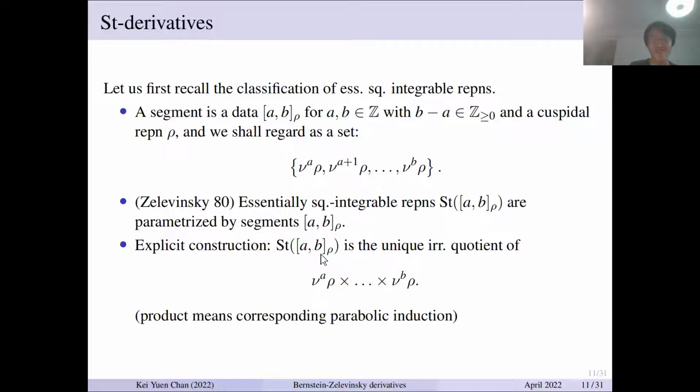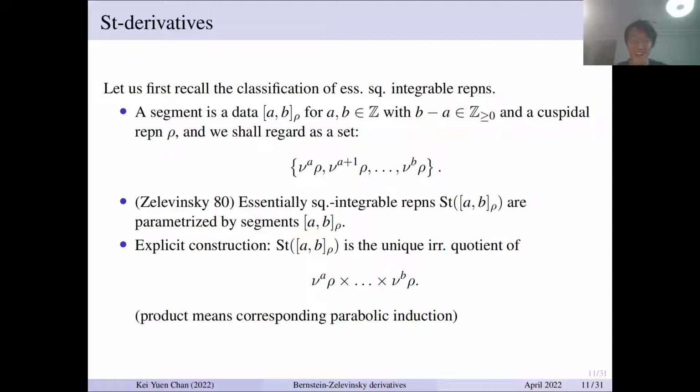So a, b are integers, and b minus a, the difference, has to be non-negative. And rho is some kind of cuspidal representation. We usually think about the segment as a set, a set containing some cuspidal representations, a rho, a plus rho, etc. It is important because later on we will do some intersections and unions, so we really have to know it is a set.